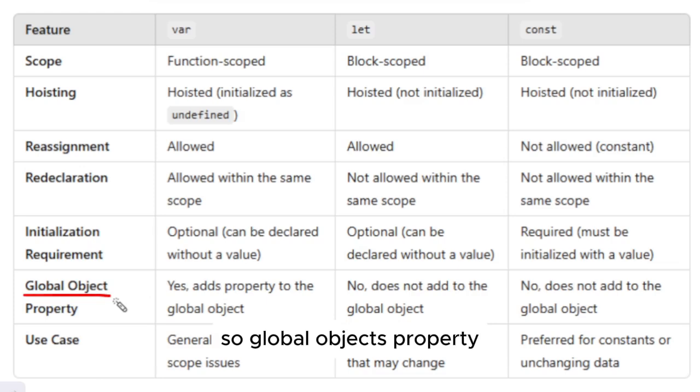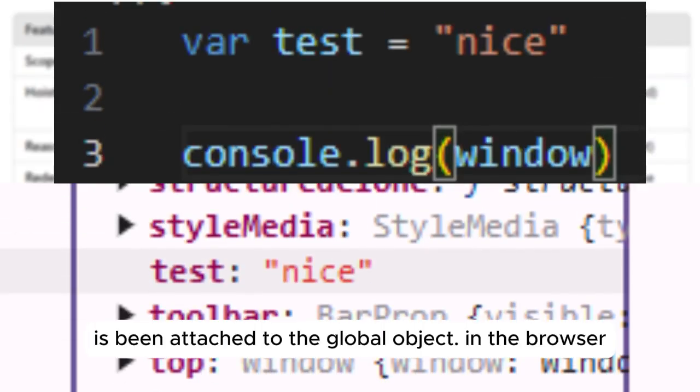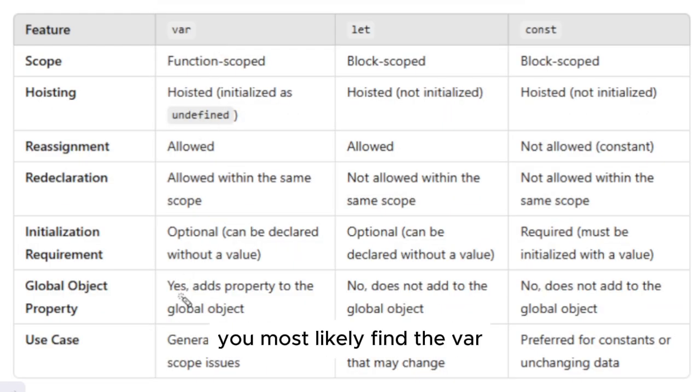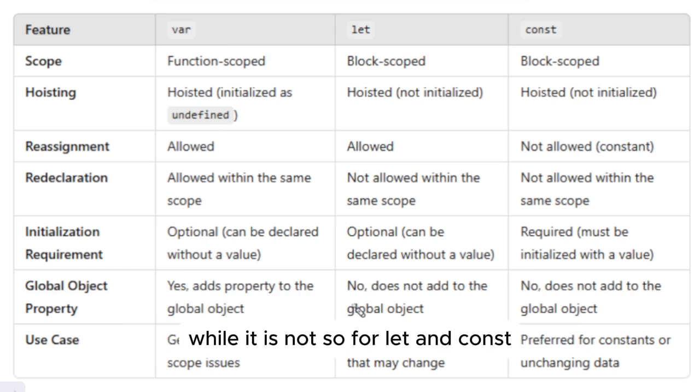So, global object property. Var is being attached to the global object. In the browser, that is the window, so you most likely find the var variable as a property of the window object, while it is not so for let and const.